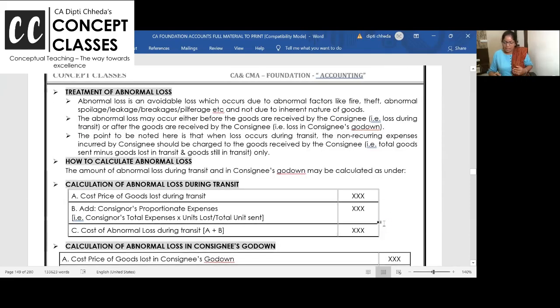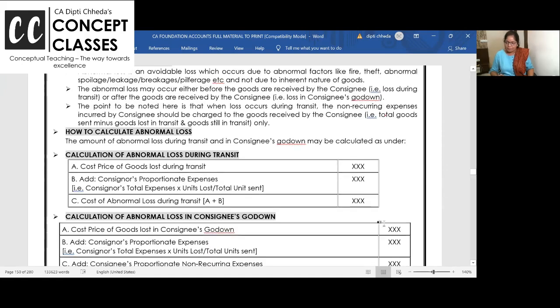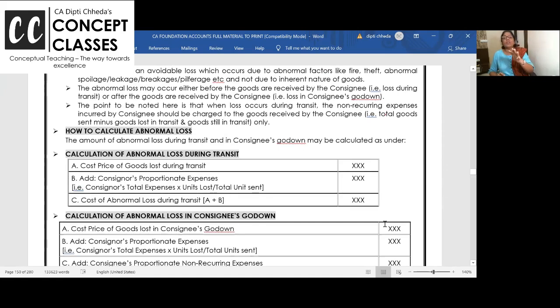Abnormal loss and normal loss, I hope without reading you all know that normal loss has no cost. It is absorbed in good units. Abnormal loss is avoidable loss which occurs due to abnormal factors. Abnormal loss may occur either before goods are received by the consignee. Point to be noted here is that when loss occurs, non-recurring expenses incurred by consignee should be charged to goods received. Okay? Where is the abnormal loss happening? If it is in transit, same treatment.